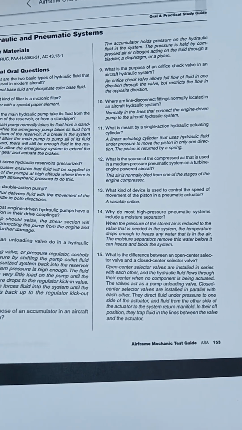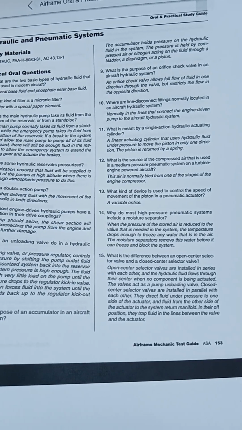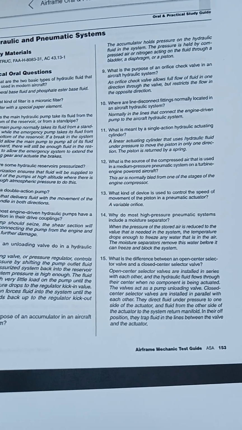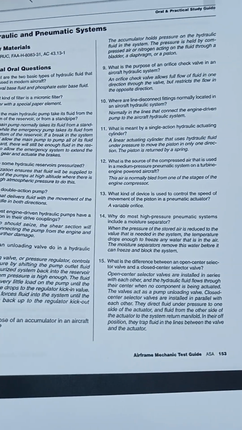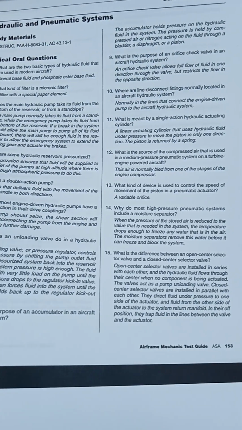An orifice check valve allows full flow of fluid in one direction through the valve, but restricts the flow in the opposite direction. Where are line disconnect fittings normally located in an aircraft hydraulic system? Normally in the lines that connect the engine-driven pump to the aircraft hydraulic system.